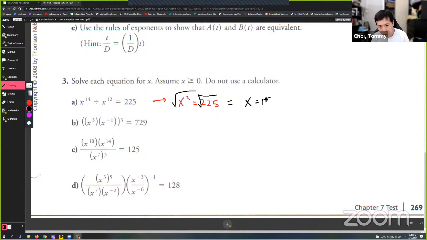If you forgot and don't know what it could be, then you have to guess and check. Square roots, I think, are doable. These were just figuring out the exponent laws, then figuring out what the base should be to make this all true. If we do question C, for example, we multiply at the bottoms first. So we get x to the power of 24 divided by x to the power of 21, which gives us x to the power of 3 is equal to 125.